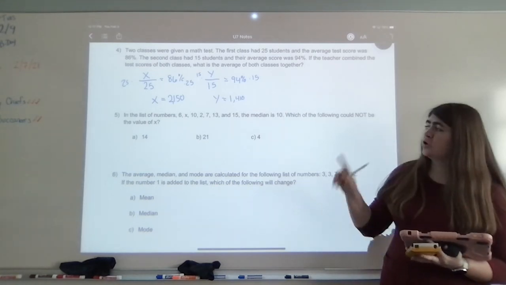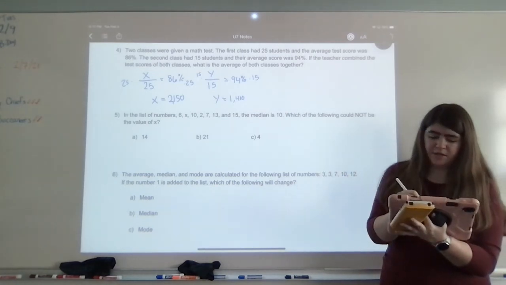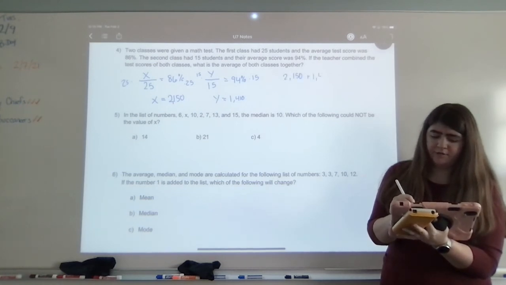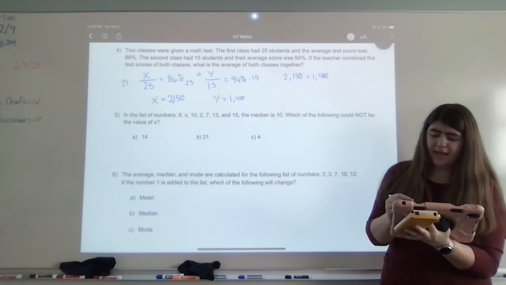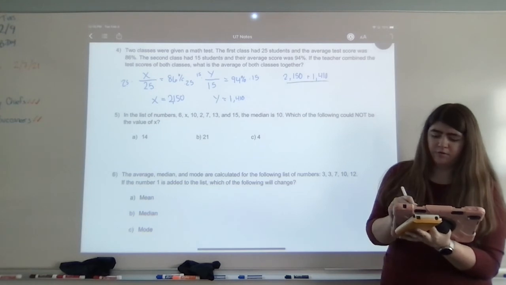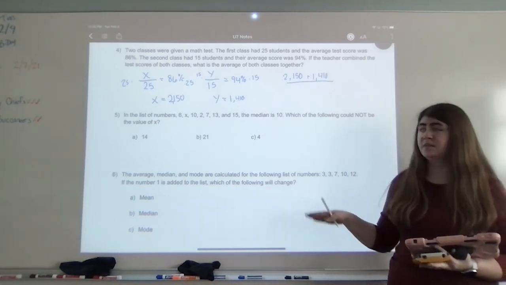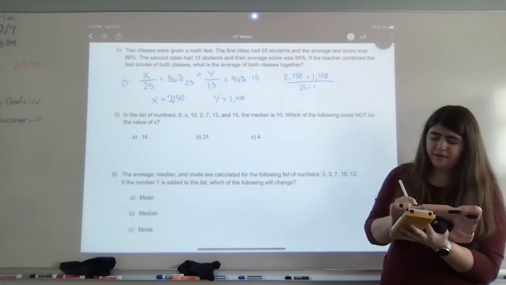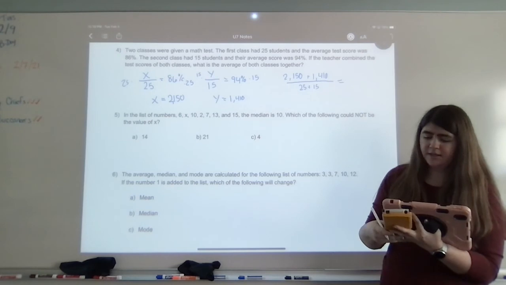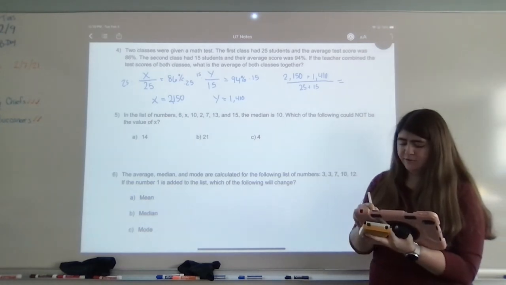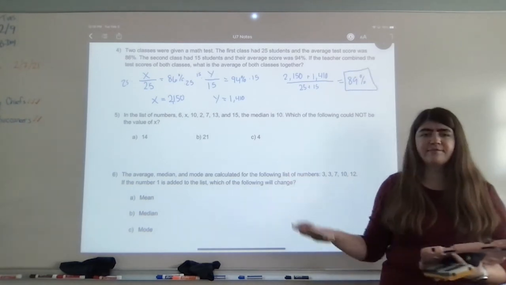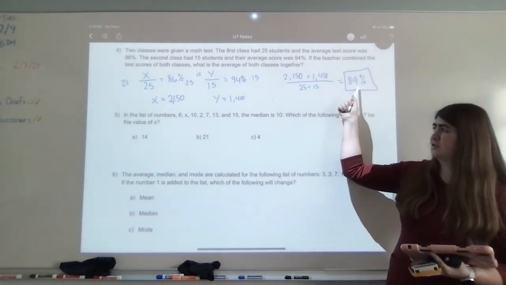And now I'm going to take those two numbers and add them together. So I have 2,150 plus 1,410, and that is my total test scores for all of the students. And then I'm going to take the total number of students and put it on the bottom, which is 25 from one class plus the 15 from the other class. And when you calculate that out, that gives me 89%. So the total average for both classes is 89%.